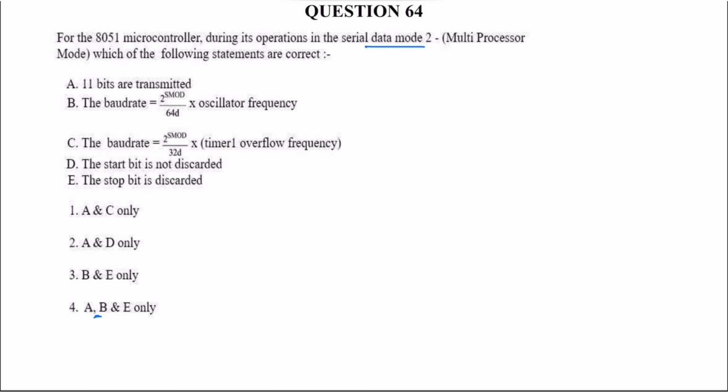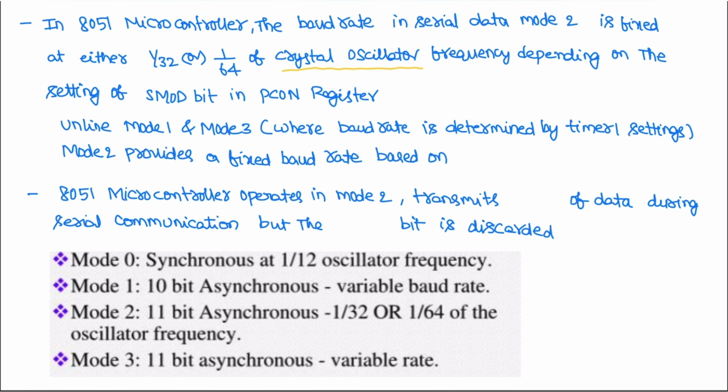Next, for the 8051 microcontroller, during its operation in serial mode 2, that is multiprocessor mode, the 8051 controller operating in mode 2 transmits 11 bits of data during serial communication, but the last bit is discarded. The first 10 bits of data are considered for actual communication between the multiple processors, and the 11th bit serves as a programmable extra bit.